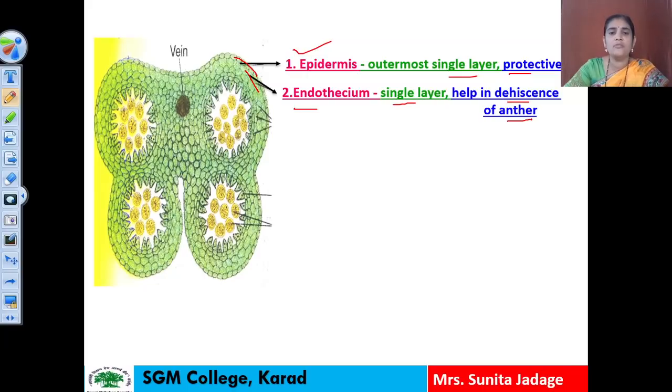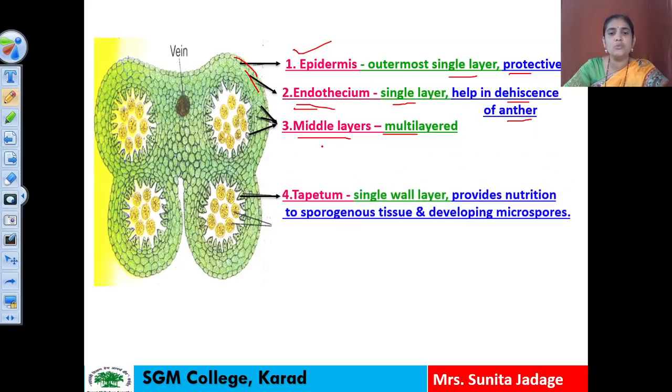When pollen grains are formed and getting matured, at that time the anther gets dehisced, meaning the anther wall is broken down and the pollen grains are released in the atmosphere for pollination. So for that dehiscence of anther, the second layer, endothecium, takes part. The third layer of the anther wall is multi-layered, and it is known as the middle layers. It is about 2 to 3 layered, present inside the anther wall, and protective in function. The last or fourth layer is known as the tapetum.